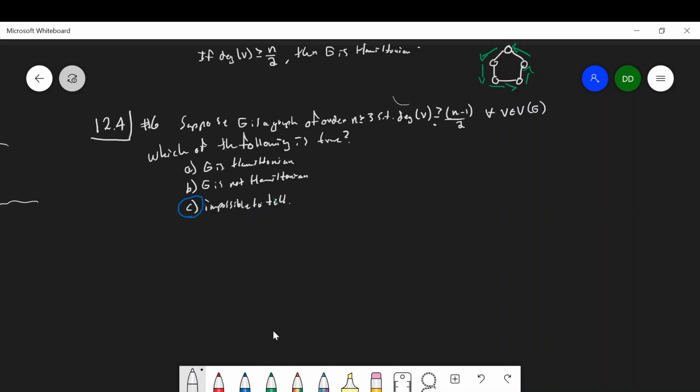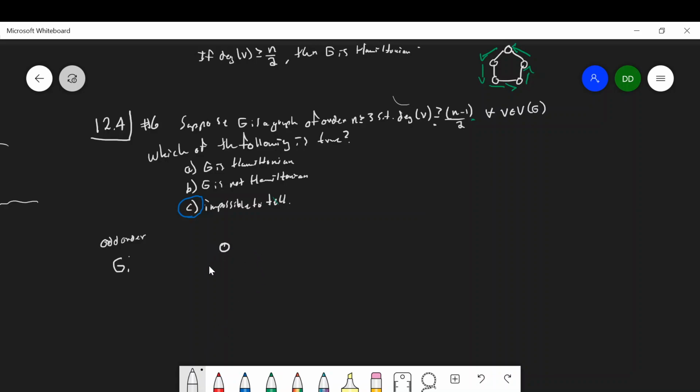And so to really make this rigorous, to really explain why it's impossible to tell, I'll give you 2 examples that both meet this degree condition, where one is Hamiltonian and the other is not Hamiltonian. So thus proving if we have this degree condition, it might be Hamiltonian, it might not be. It's impossible to tell without looking at the graph. So consider this graph G I'm going to come up with. The order is going to be odd. There's something about odd and even order here. We could go further than what I'm going to show you.